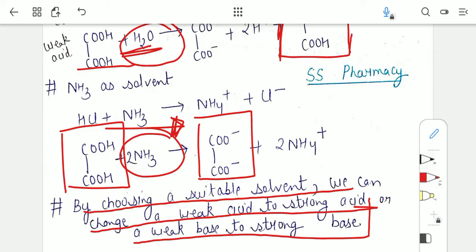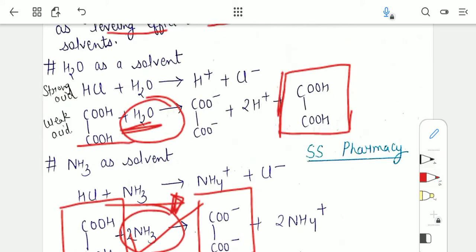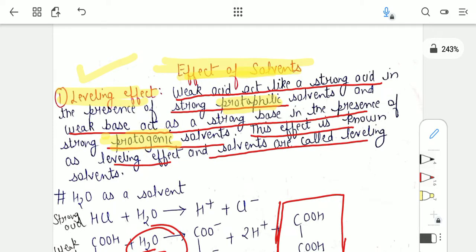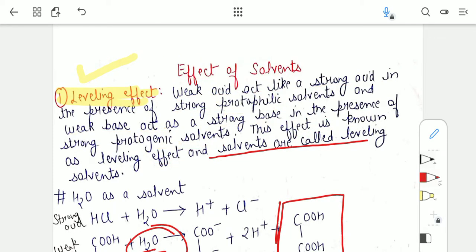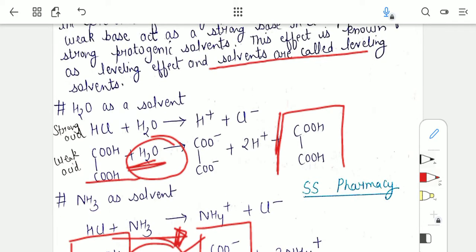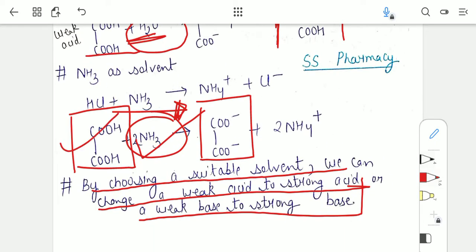Ammonia is our protophilic solvent, and in the definition we said that weak acids can act as strong acids in the presence of a strong protophilic solvent. We had a weak acid, so we took a strong protophilic solvent, ammonia, which has high affinity for protons, so it gained these protons, and finally our acid was turned into a strong acid. So this was our leveling effect.